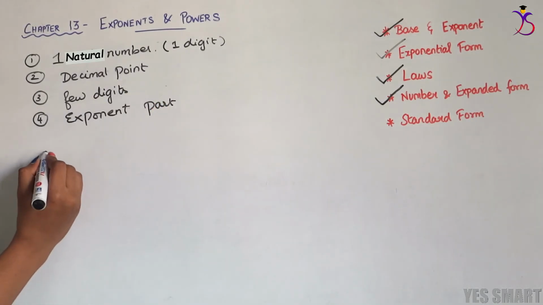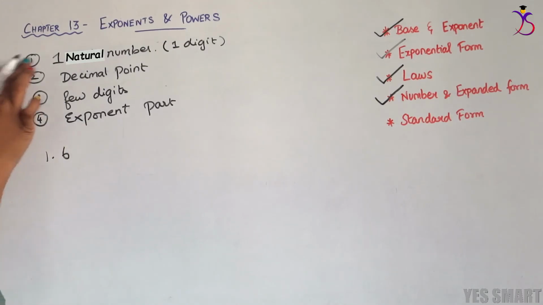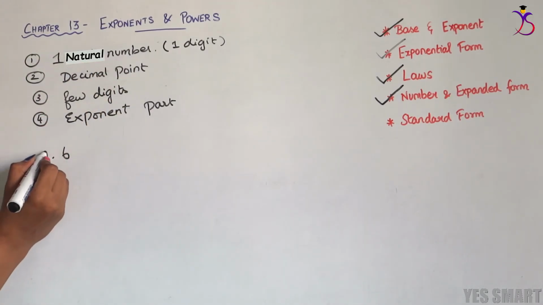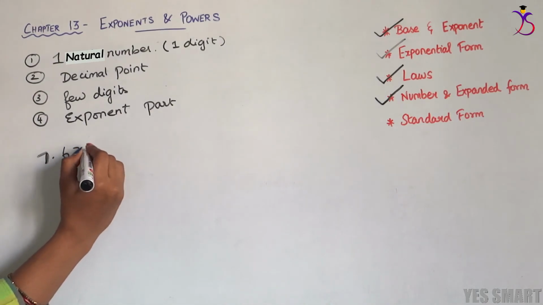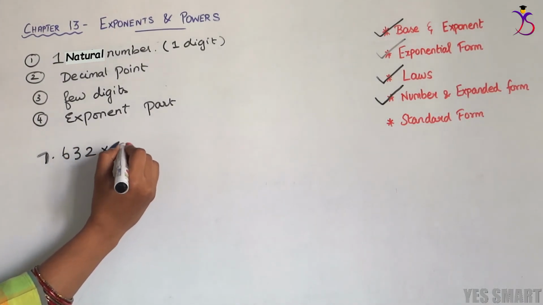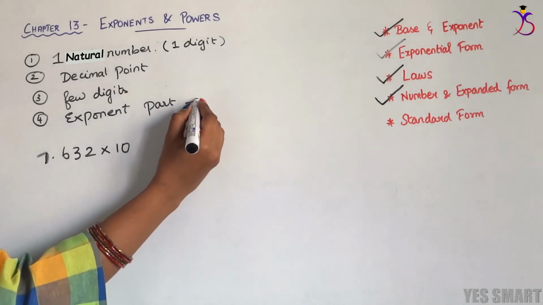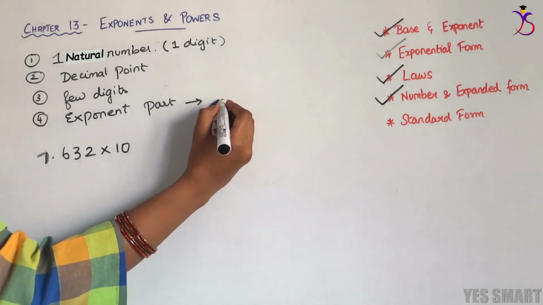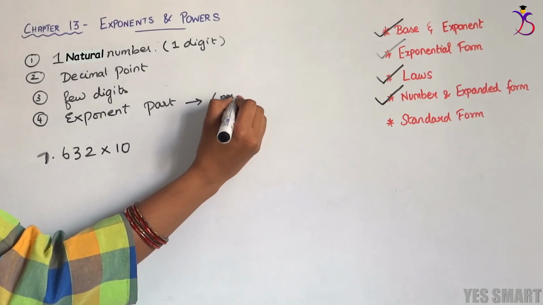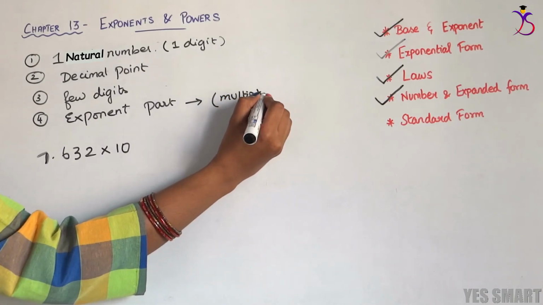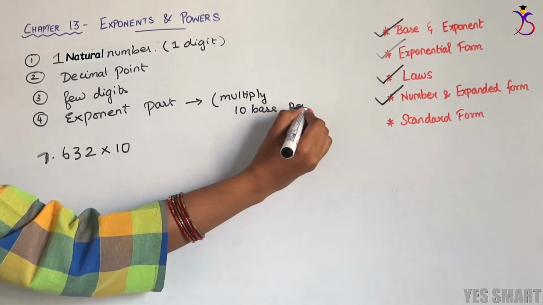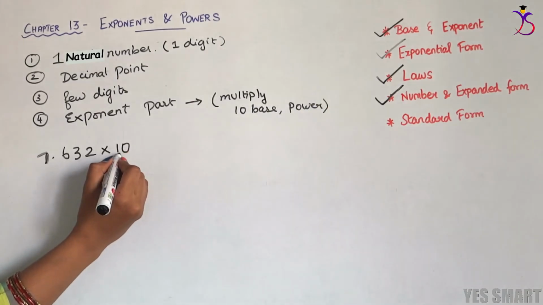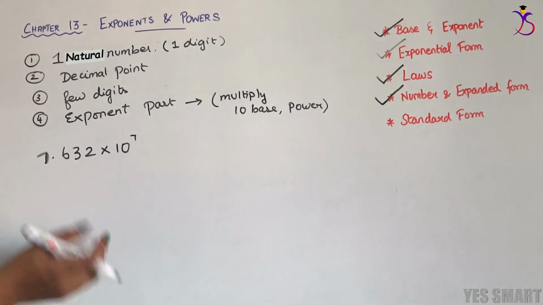So now let's look into the example. First we need one digit, one natural number, 7, next the decimal point, then a few digits. We can take 6, 3, 2. Then comes the last one, the exponent part, which is multiplied by 10 to the power of some value. The exponent part consists of a multiplication with base 10 and a power. So it can be 10 to the power of 7, anything.